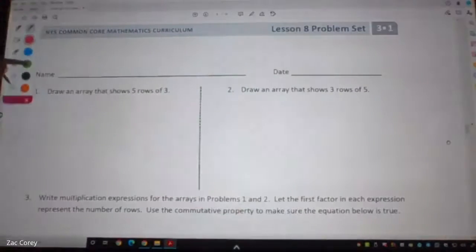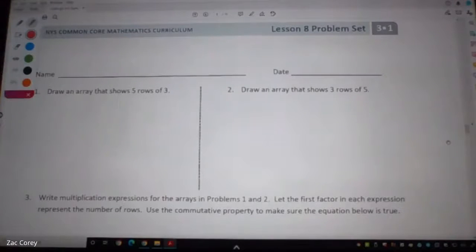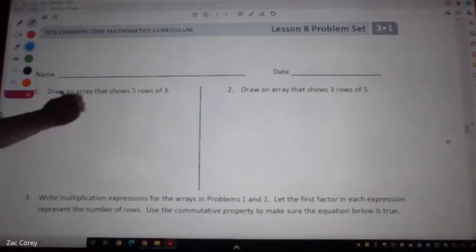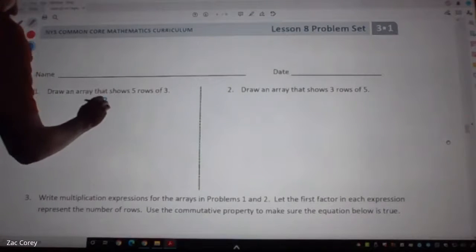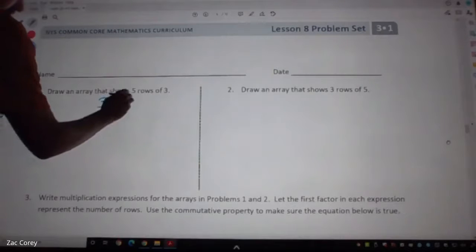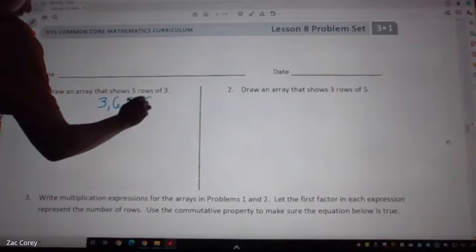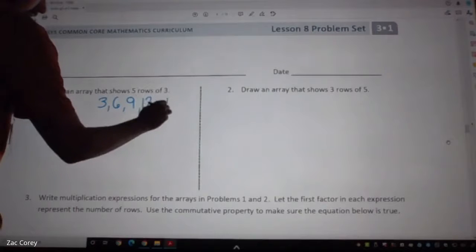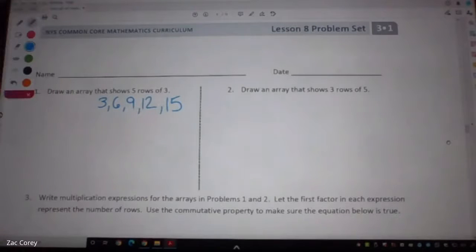So my video is a little shorter today. I'm going to try to go a little quicker. If you need to pause me at any time, feel free. All right. It says count by threes 5 times. So 3, 6, 9, 12, 15.